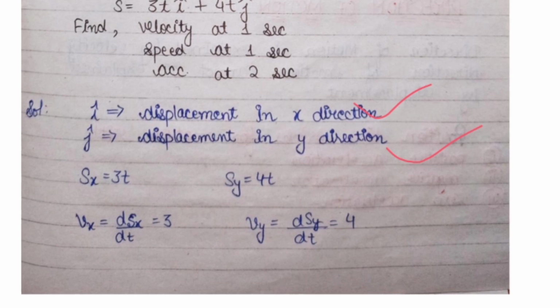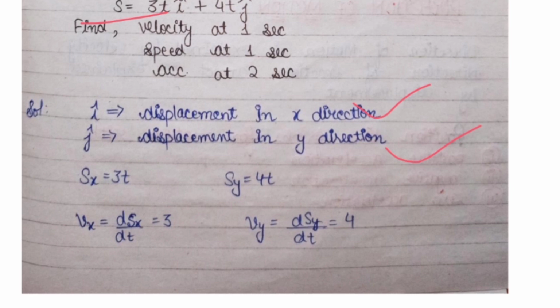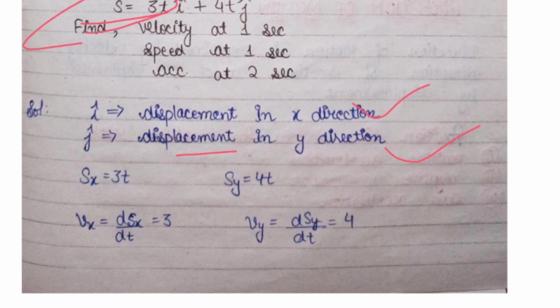The rate of change of position with respect to time is the velocity. So we will differentiate this with respect to x firstly. We will find out displacement in the x direction. Then we will differentiate it in the y direction. Along the y-axis, we will find out displacement in the y direction.